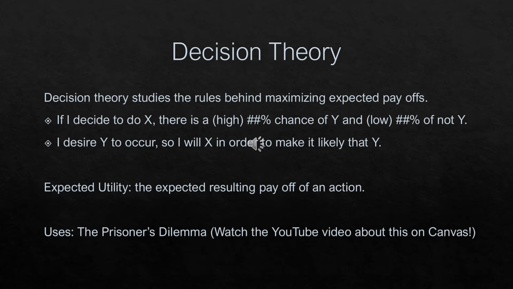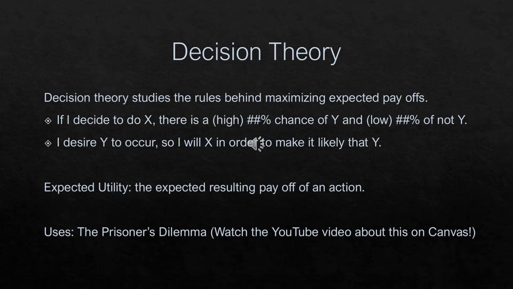Decision theory studies the rules behind what we call maximizing expected payoffs, or maximizing utility. That's the phrase that economists and other people like to use for what it means to have an expected payoff or a practical payoff. And when it comes to decision theory, you think in these terms: if I decide to do this one thing, then there's a high chance, let's say a 90% chance, of something else happening, Y, and a low chance, a 10% chance, of Y not happening. But I want Y to occur, right?